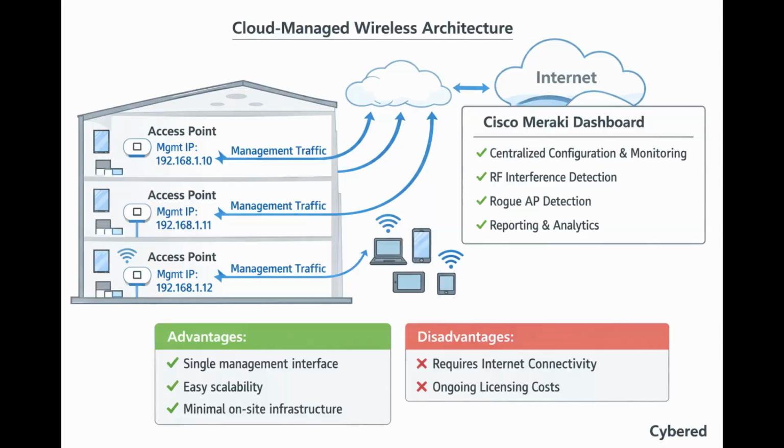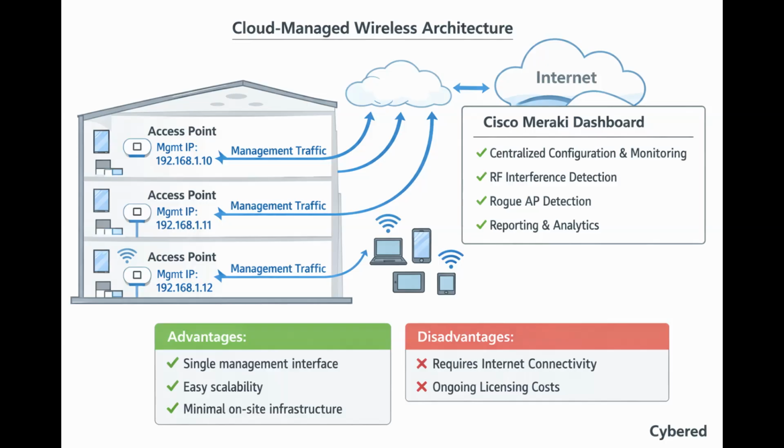In a cloud-based architecture, APs are managed through a cloud-hosted controller such as Cisco Meraki. Each AP receives a management IP address and connects to the cloud dashboard, which provides centralized configuration and monitoring, radio frequency interference detection, rogue access point detection, and reporting and analytics.